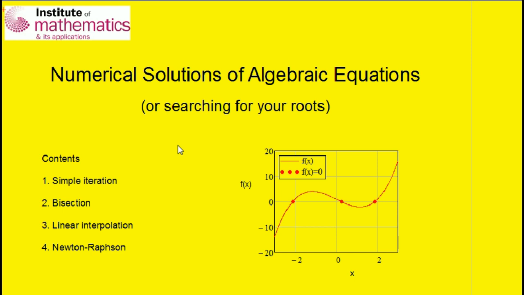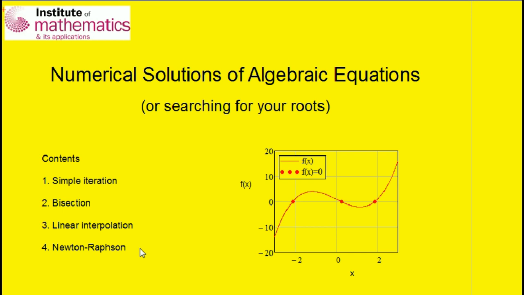In this video we look at four methods for doing this: simple iteration, also known as fixed point iteration, bisection, linear interpolation, also known as the method of false position, and Newton-Raphson iteration. In each case we construct an equation of the form f of x equals 0 and try to find a value of x that satisfies this equation. Such a value is known as a zero, or root, of the equation.